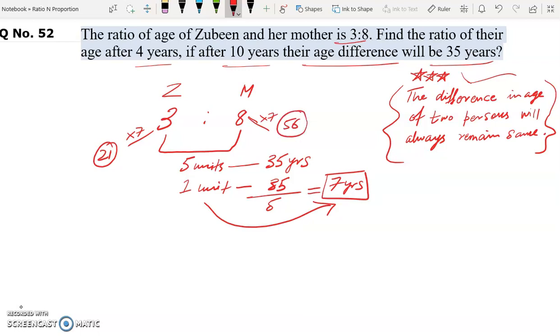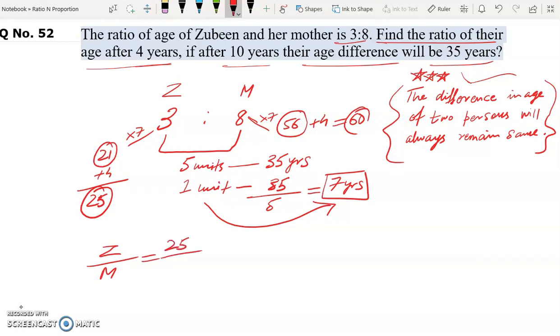Now in this question what we need to find? We need to find the ratio of their age after 4 years. So after 4 years Jubin's age will be how much? 21 plus 4 which is 25. Jubin's mother's age will be 56 plus 4 which is 60. So the ratio of Jubin's age and mother's age will be, Jubin is 25, mother's age is 60. We can divide this by 5, 5 into 5 and 5 into 12. So the ratio will be how much? 5:12. And this is our answer.